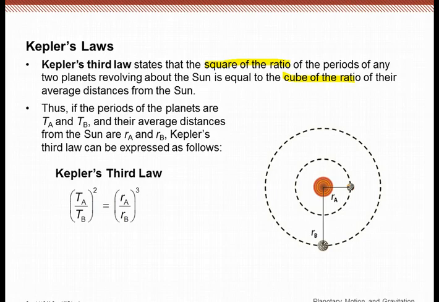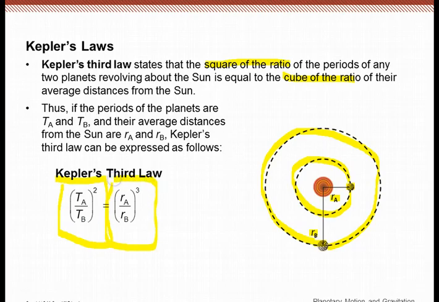So say we have two planets here, planet A and planet B. They're at two different distances from the sun, and we're taking their average distance, because remember, if it's an elliptical path, the distances change as they move about their orbit. If we take the ratio of their average distances, so R_A and R_B, and the ratio of the time it takes for one complete orbit for each of them, one trip all the way around, we find that the square of the ratio of the periods is equal to the cube of the ratio of the distances. And so that is Kepler's third law.